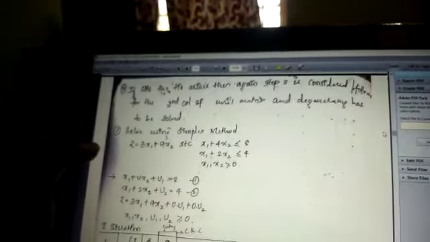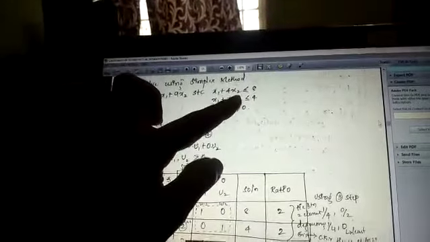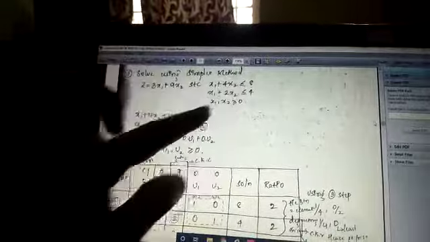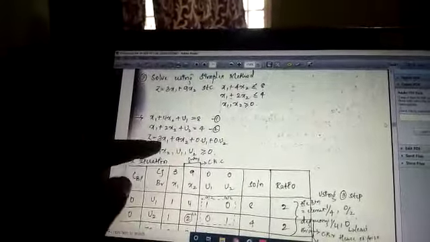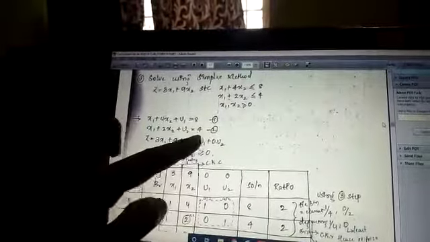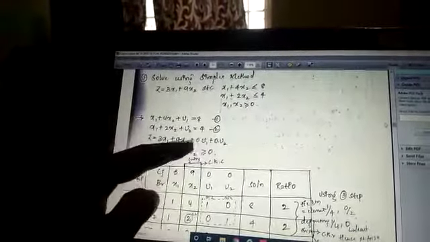So this is the problem given. Solve using the simplex method. Zmax is equal to 3x1 plus 9x2, subject to constraints. Two constraints have been given, and the constraints are lesser than or equal to. Convert them into equations by adding the slack variables. Those slack variables should be added in the objective function by multiplying with the coefficient 0.